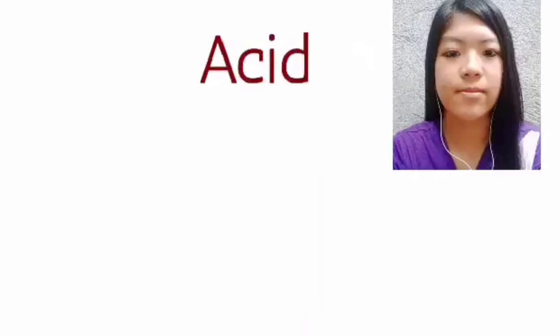I've mentioned earlier that the name of the acid is after the ion with a negative charge. So, in this example, it is the C2H3O2 and the negative charge. So, the name of it is acetate.